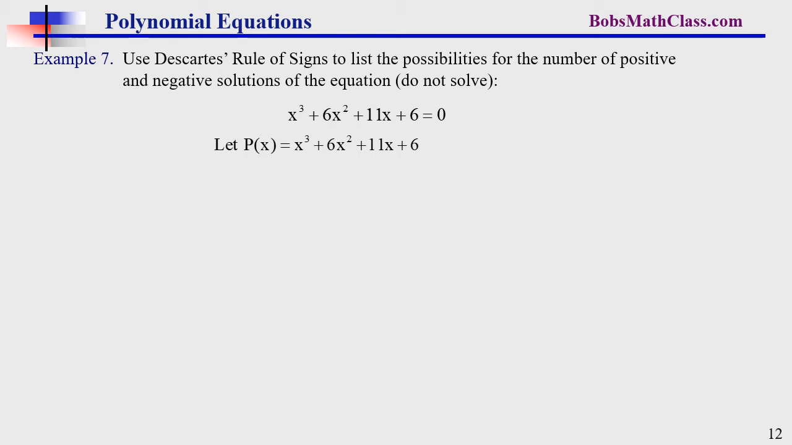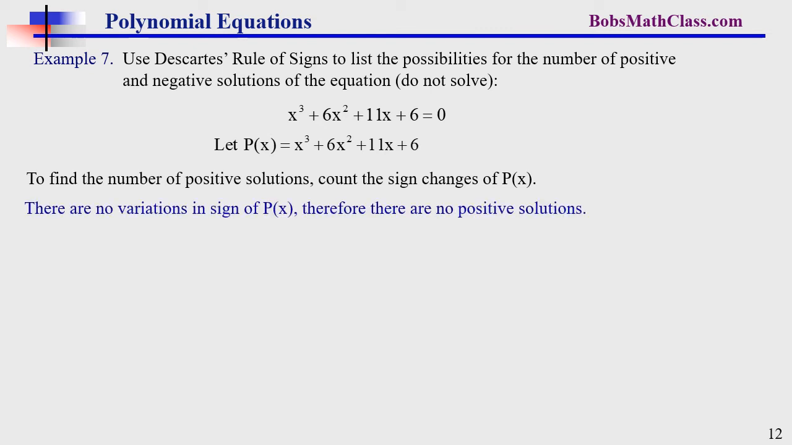Okay, so what we want to know is, are there any variations in sign in this polynomial? Is the sign of any term different from the sign of the previous term? So we'll look at the second term. Is it different? No, the first one's positive, the second one's positive. Look at the third term, the 11x. Does it have a different sign from the second term? No. Again, another positive. Look at the fourth term, the 6. Is it different from the previous term, the sign? No. This means there are no variations in sign, so there are no positive solutions.